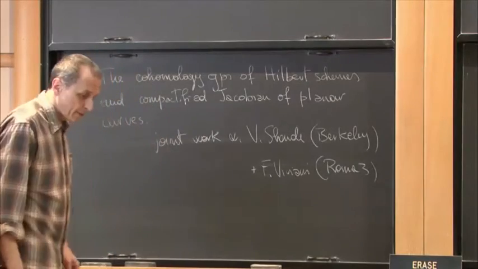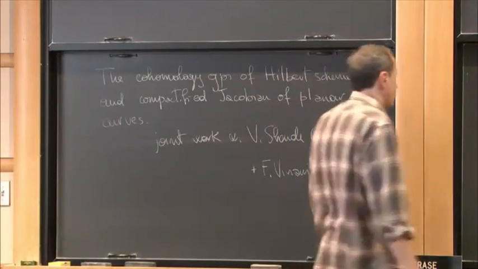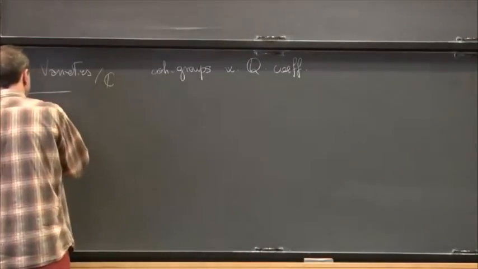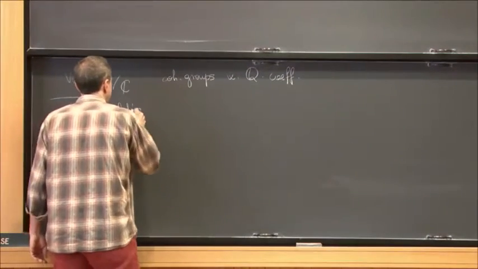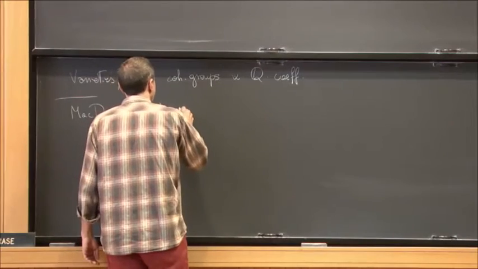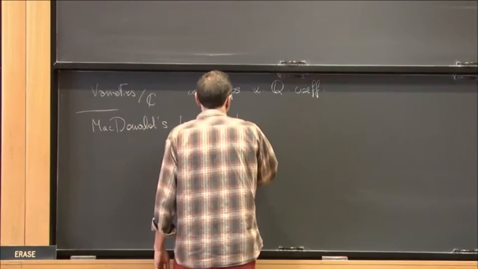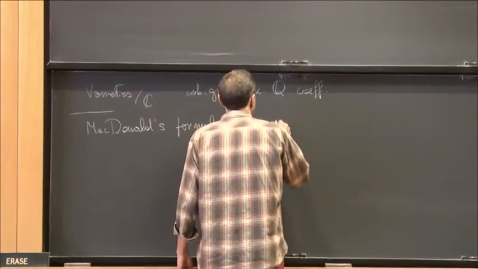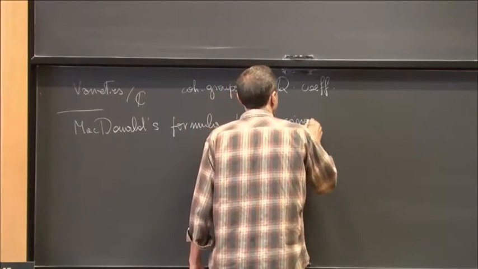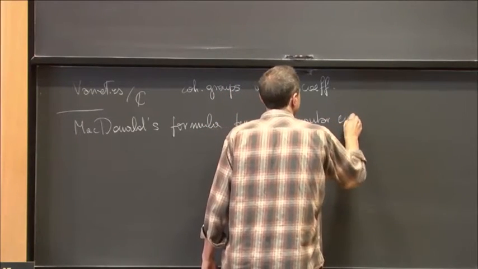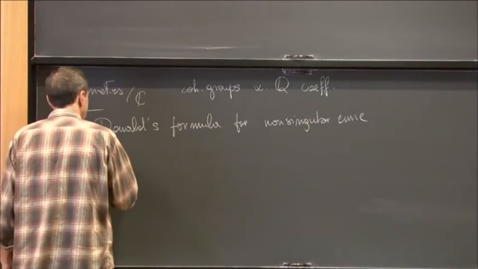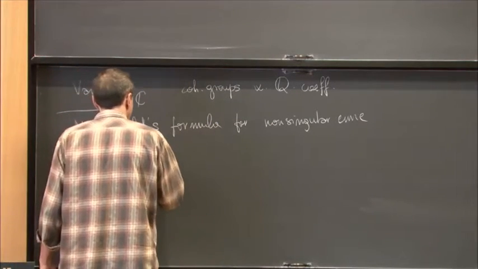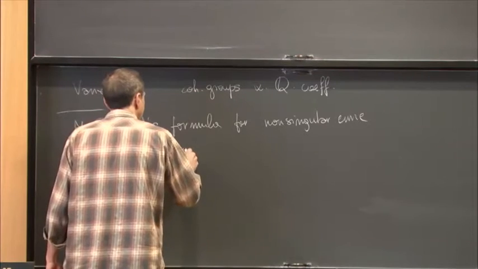So let me first start from something very elementary. So let's talk about the so-called Macdonald formula for a non-singular curve. So say that C is projective, non-singular.